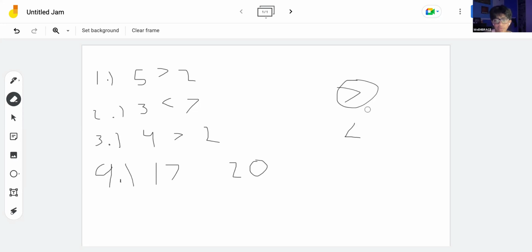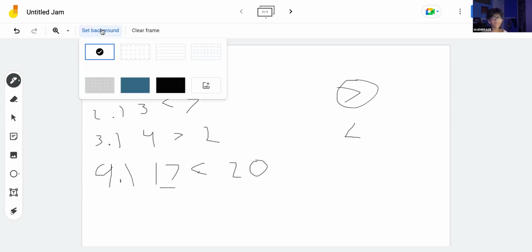So which sign would we use? Would we use this sign or the other one? Less. Yeah, that's correct. So 17 is less than 20, and the sign is pointing to the lesser number. Okay, so that is correct.